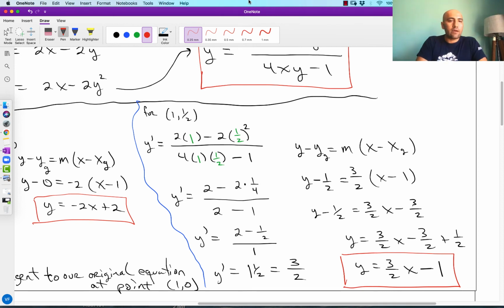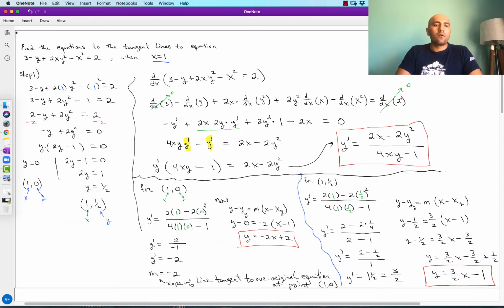Good. Okay, let's zoom out and take a look at the whole thing. So we were given originally this equation right over here, 3 minus y plus 2xy squared minus x squared equals 2. And we're tasked with finding the equation of the lines tangent to this equation when x equals 1. So the first thing we have to do is evaluate this given equation when x equals 1 and solve for y, so that we can get the ordered pair values that satisfy that equation. Okay, so we found them. One ordered pair was 1, 0. The other ordered pair was 1, 1/2.